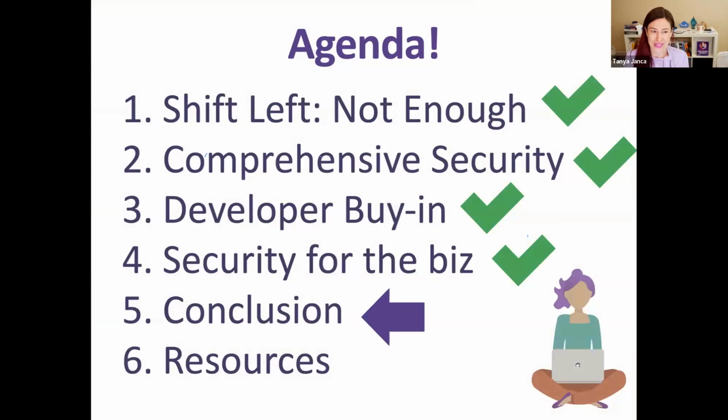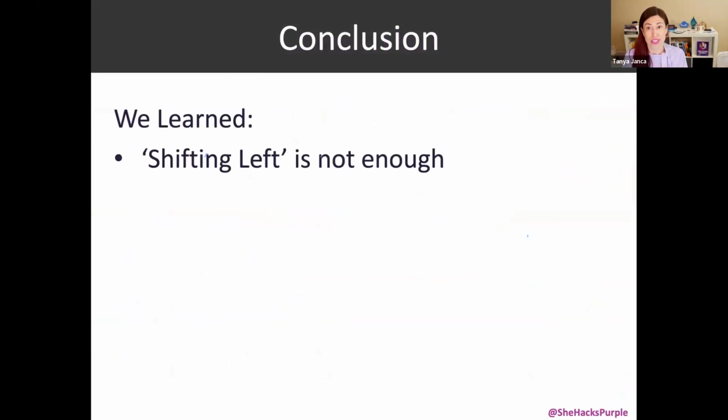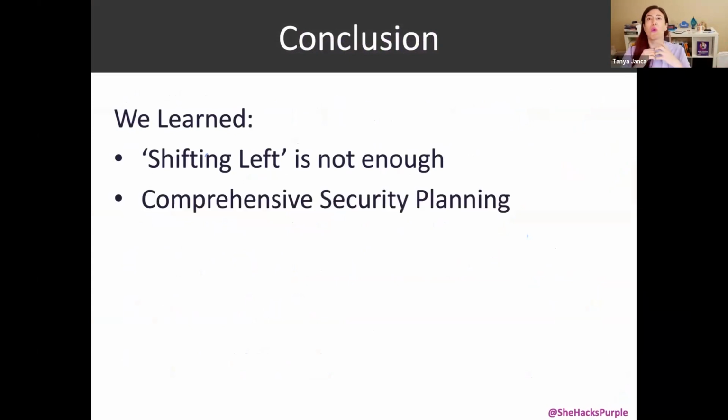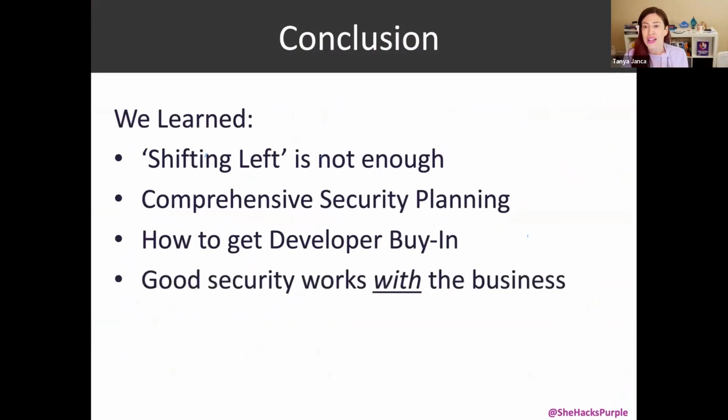Okay, so conclusion. Yes, that's right. We are near the end. So here's what we learned. We learned shifting left is not enough. And certainly buying a specific product is not enough. There's so much more. We learned about what comprehensive security is and how to plan it out and how to try to maintain it. We talked about getting developer buy-in and how important it is, and some of the ways that we could try to get developers on board the AppSec train.